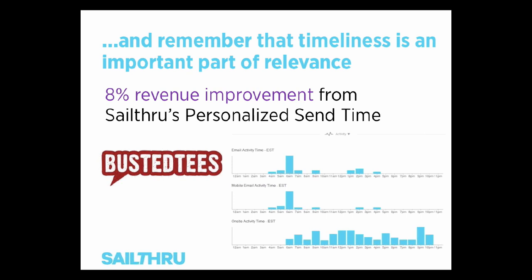So what that means is instead of a brand deploying all of their emails to the whole audience at 9 a.m., they might say, I want to deploy my email sometime between 9 a.m. and 9 p.m., but I want you to deploy to each person at the time where they are most likely to open based on the historical data that you have available. Busted Tees, which is one of our commerce clients, implemented this feature, which is literally just a checkbox once you have the requisite historical data, and saw overnight an 8% revenue improvement in the conversions that they saw off of their email marketing.